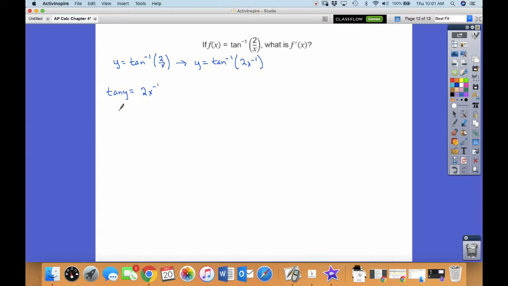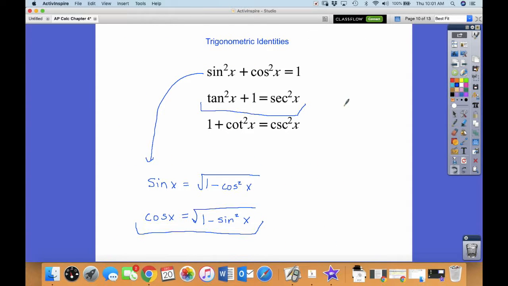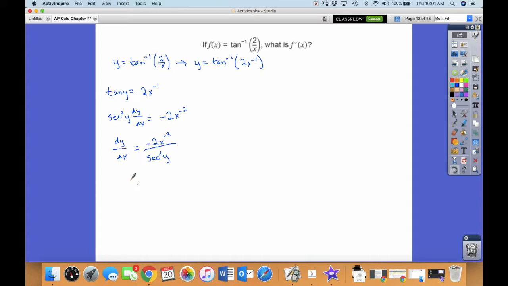So when we differentiate, the derivative of tangent is secant squared y dy dx equals negative 2x to the negative 2. Now we'll get that by itself. So dy dx equals negative 2x to the negative 2 over secant squared y. Now if you remember from the identities page, secant squared x is the same as tangent squared x plus 1. So we're going to substitute so that we can get our tangents to match. So that gives us dy dx equals negative 2x to the negative 2 over tangent squared x, oops, sorry, it's still a y, plus 1.